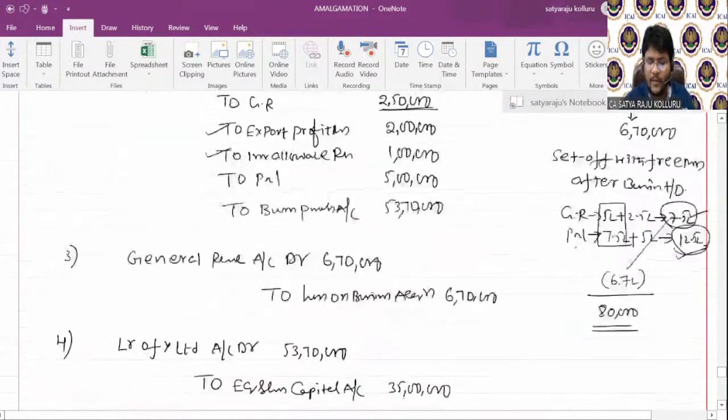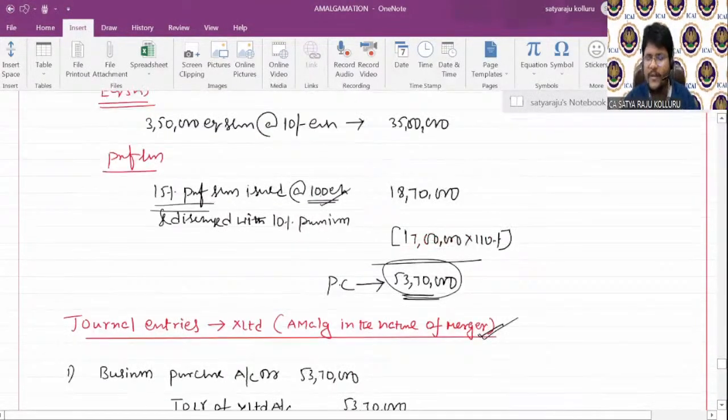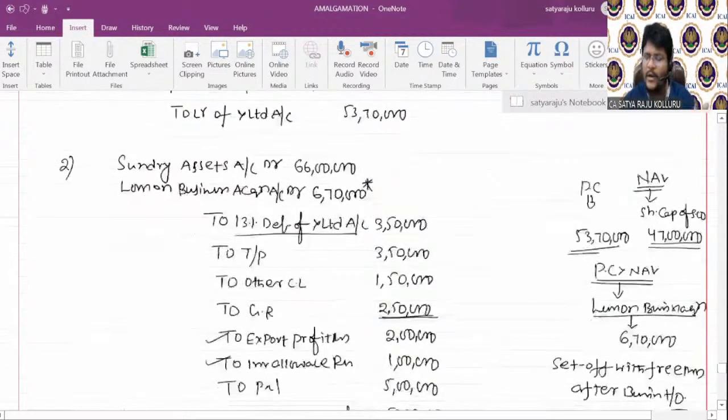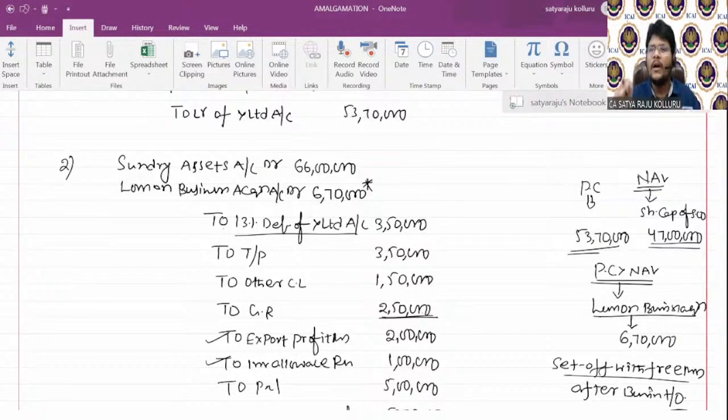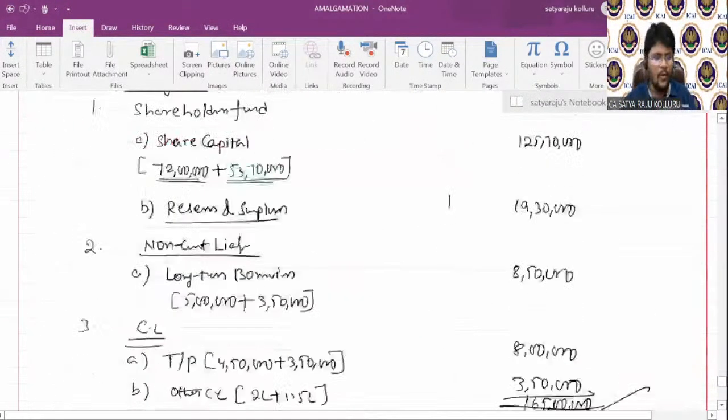This is a full-fledged problem based on amalgamation in the nature of merger. What is the new point you learned here? The method of purchase consideration is in the usual manner. The only new point is that at the time of comparison of purchase consideration with net asset value, any loss that occurred you need to set off with free reserves after acquisition of the business. And to maintain the statutory reserve, there is no need to record the amalgamation adjustment entry, because the statutory reserves of the selling company are already taken over by the purchasing company in the process of merger. That's it, guys. Hope you understand.